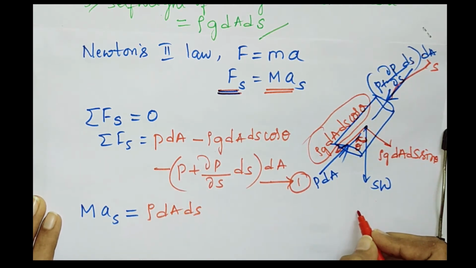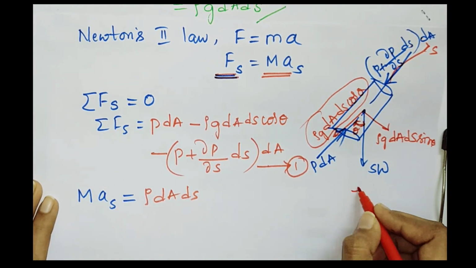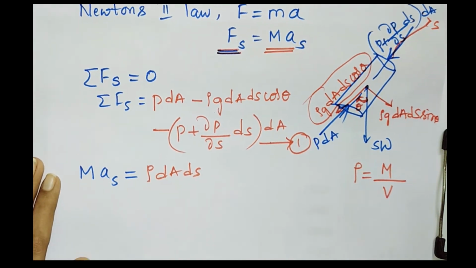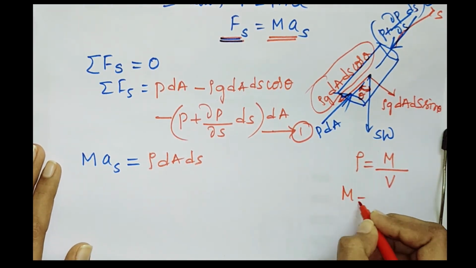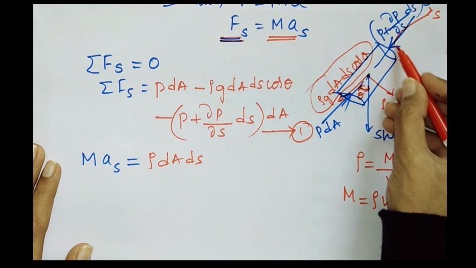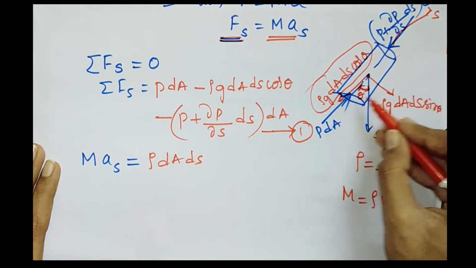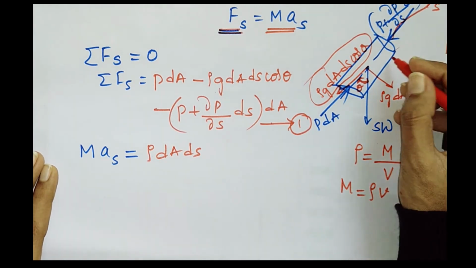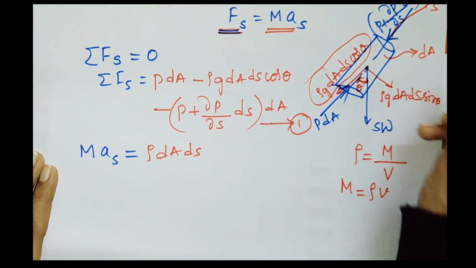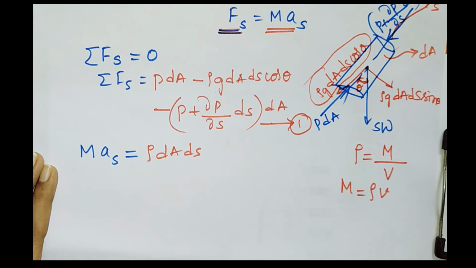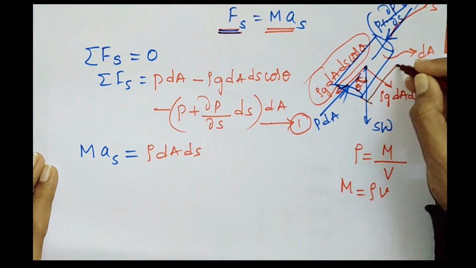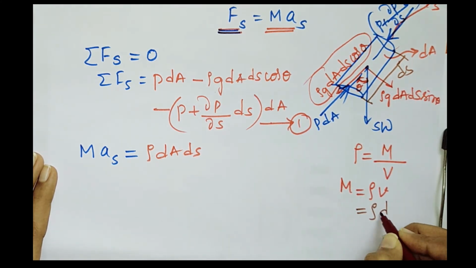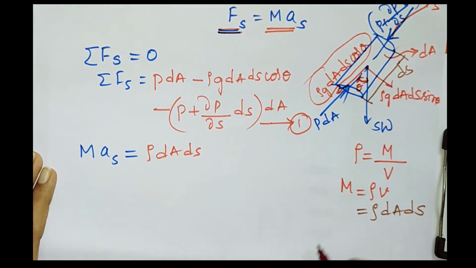Because mass density ρ is equal to mass by volume, mass is equal to density into volume. What is the volume of the cylindrical element? The area of the cylindrical element is dA, and the length of the cylindrical element is ds. So the mass is ρ into area into length.